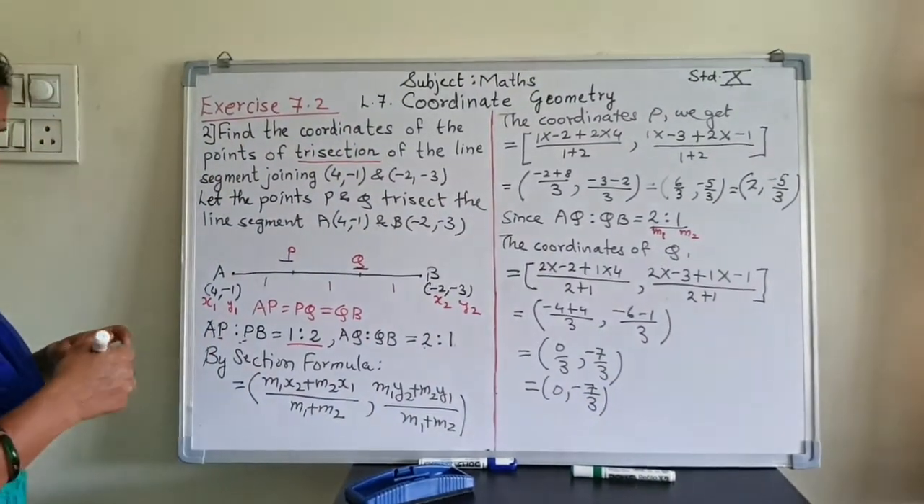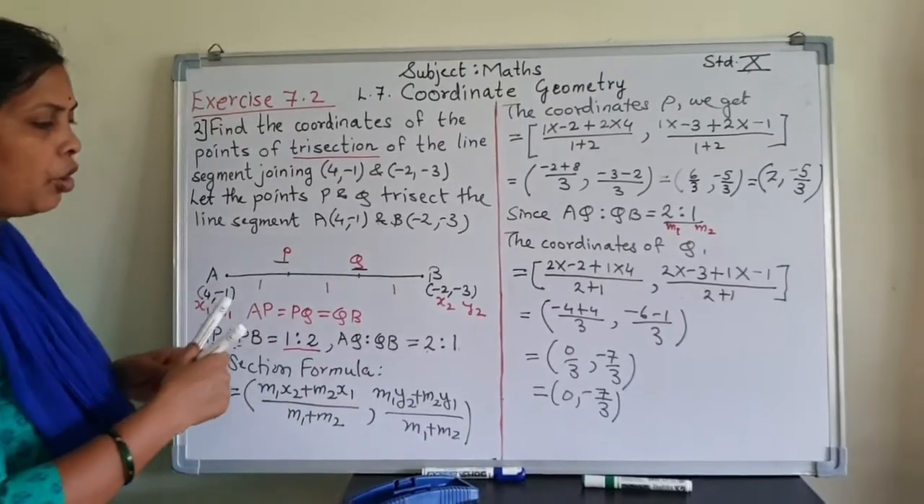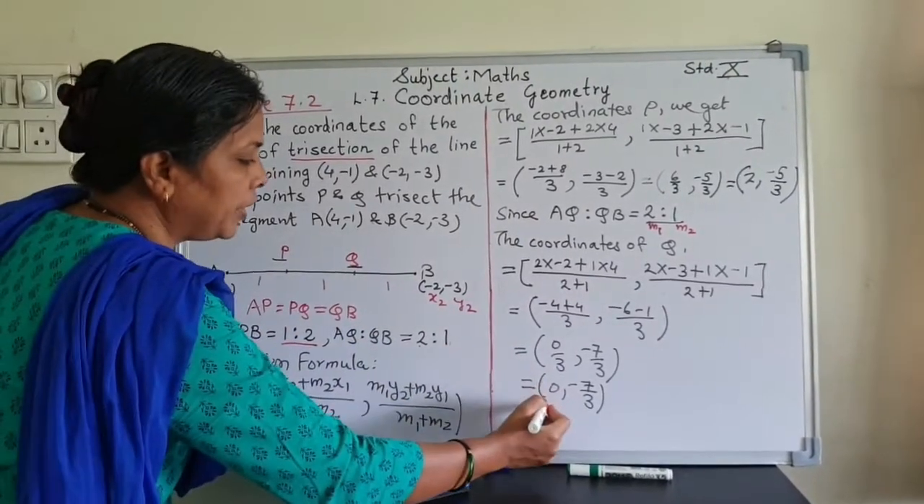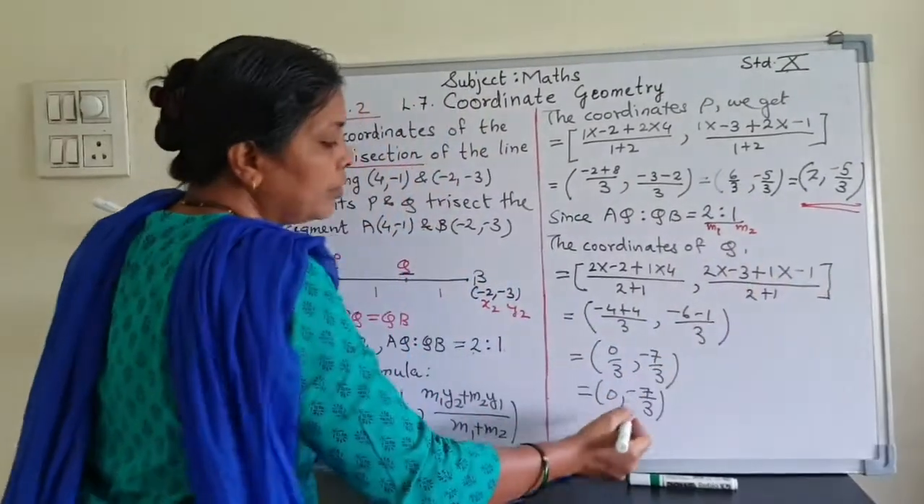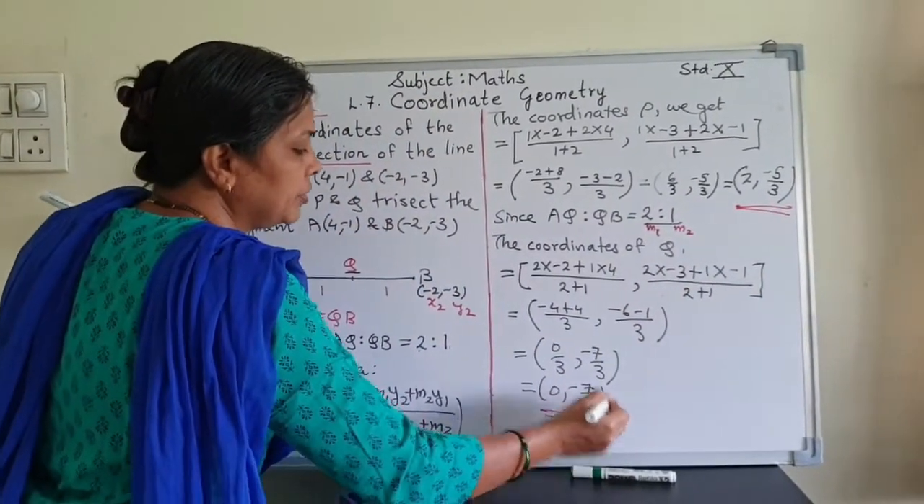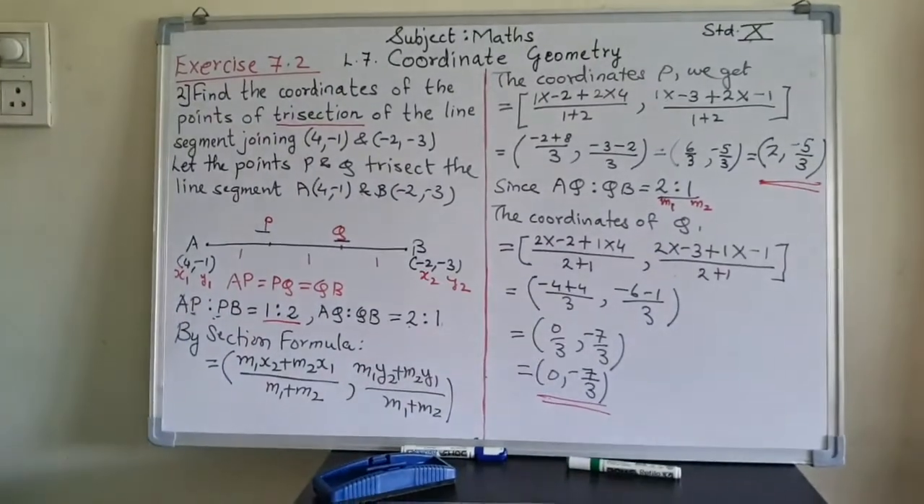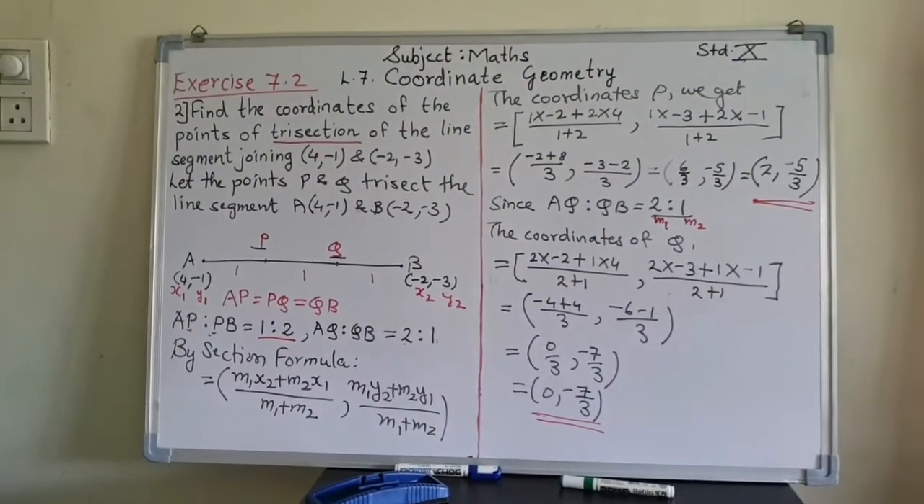So this is how we get the coordinates of point P and the coordinates of point Q. Write this down. We will go to the next question.